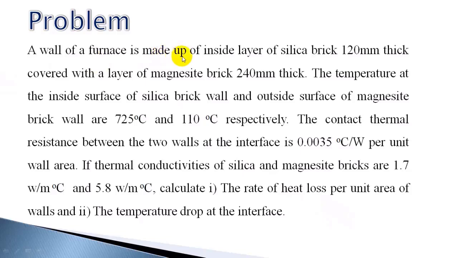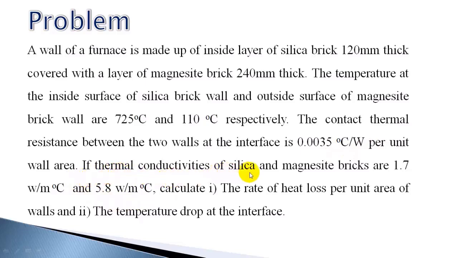A wall of a furnace is made up of an inside layer of silica brick 120 mm thick covered with a layer of magnesite brick 240 mm thick. The temperature at the inside surface of the silica brick wall and the outside surface of the magnesite brick wall are 725 degrees centigrade and 110 degrees centigrade respectively. The contact thermal resistance between the two walls at the interface is 0.0035 degrees centigrade per watt per unit wall area.